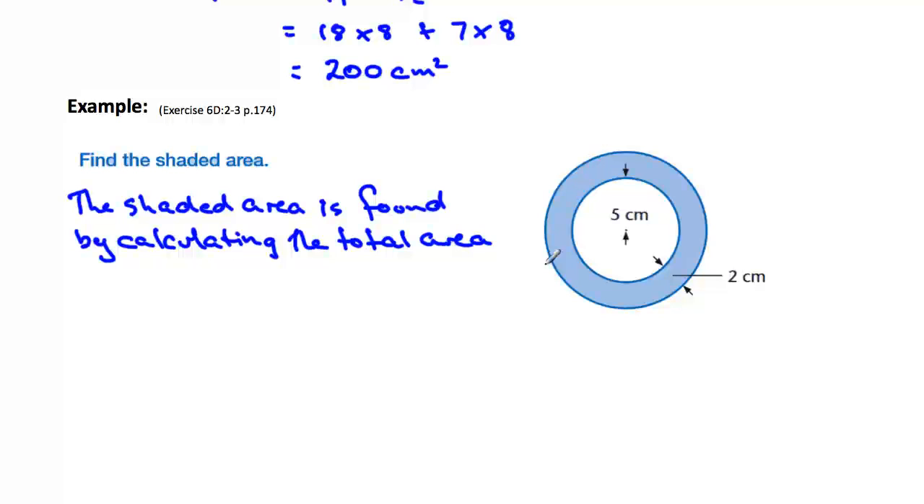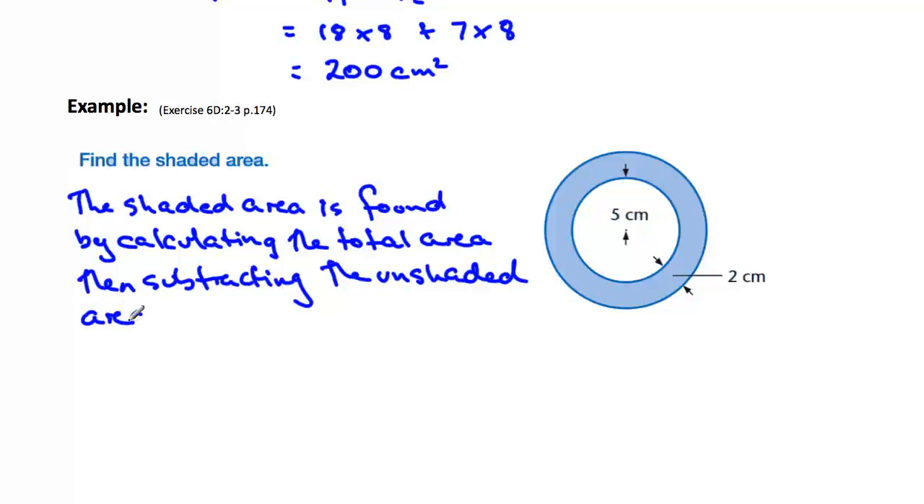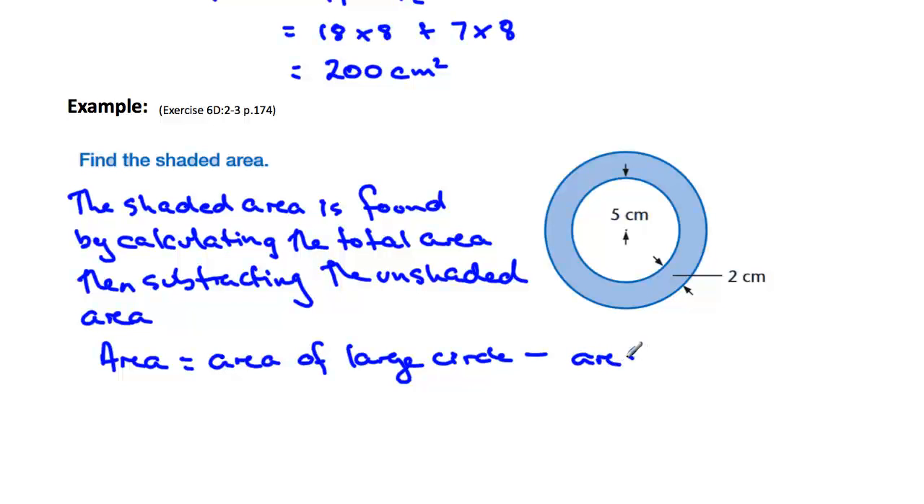The total area, that's the total area of the whole circle, the outside circle, then subtracting the unshaded area. That's the small circle inside. So writing it out in a better way, we could say that the area is the area of the large circle minus the area of the small circle.